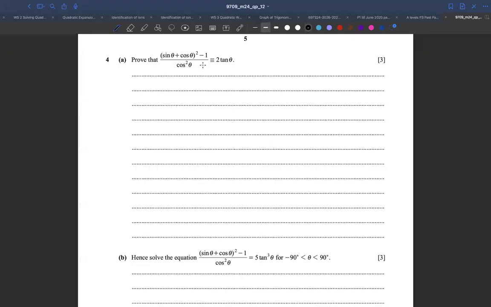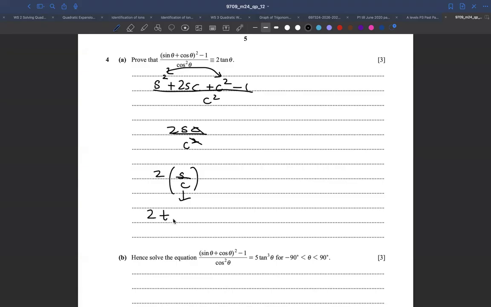Prove the identity over here in this case. Now, whenever you have to prove, take the left hand side, which is the more complicated side, and just start expanding. Since there is a whole square, expand it. Sin square plus 2 sin cos plus cos square minus 1 upon cos square. Sin square plus cos square is 1. 1 minus 1 cancel. So I can simply write it as 2 sin cos upon cos square. Cos and cos square cancel. 2 sin upon cos. Sin upon cos is tan, and hence we have proven this as 2 tan theta. 3 marks, straightforward.